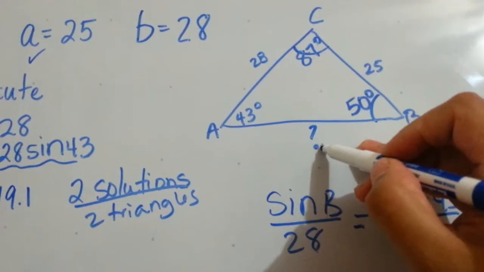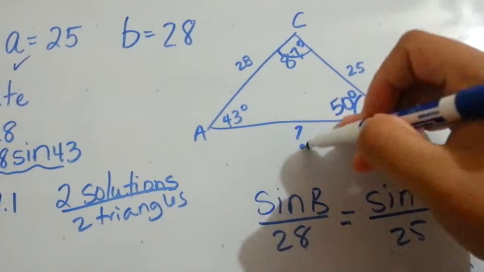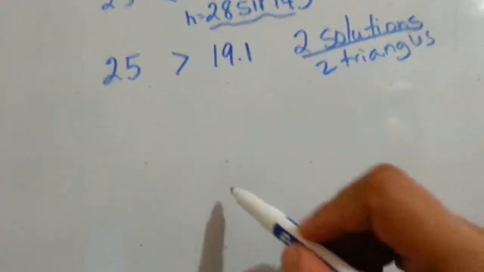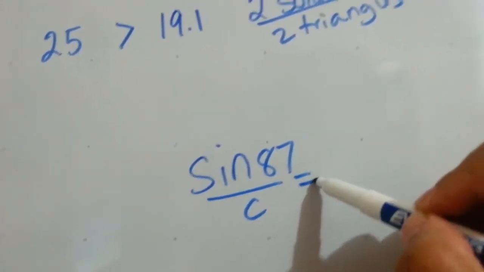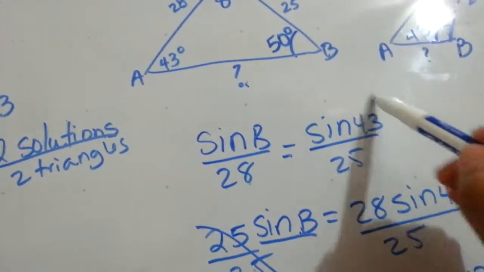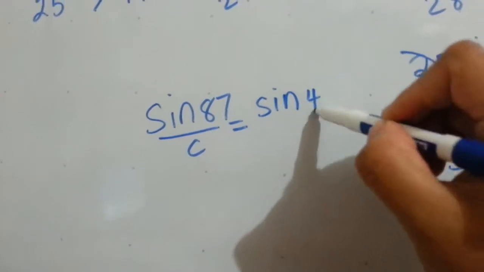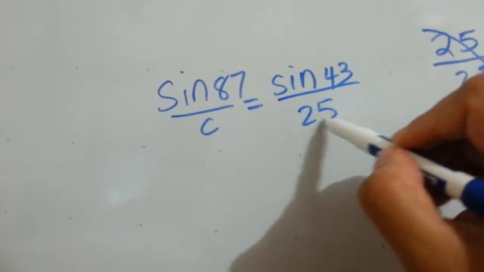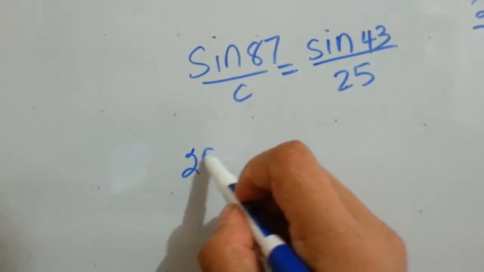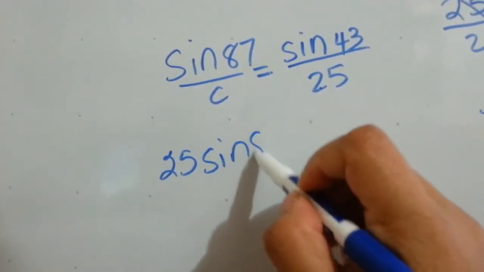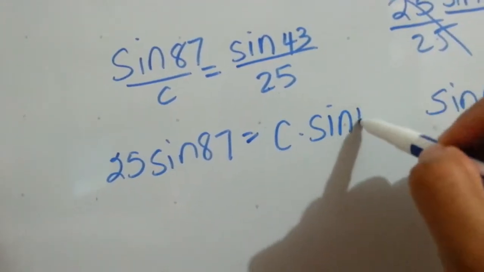And now we're still missing this side, so we'll use the law of sines. Sine 87 over this side, which is side C. So sine 87 over C equals, and I would just use this one since we already know it, sine 43 over 25. Now we're going to go ahead and cross multiply. 25 times this equals C times sine 43.